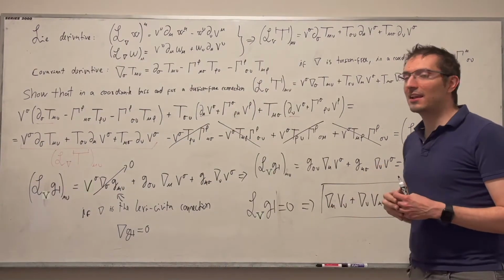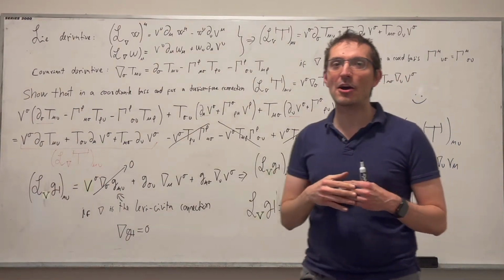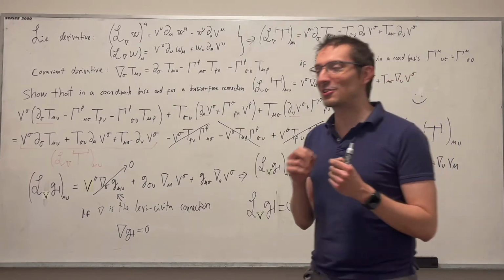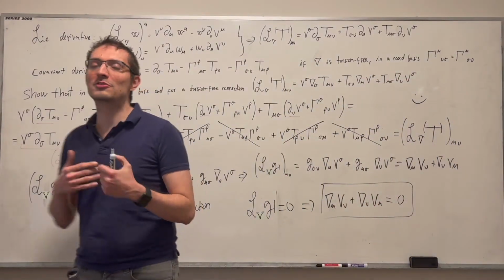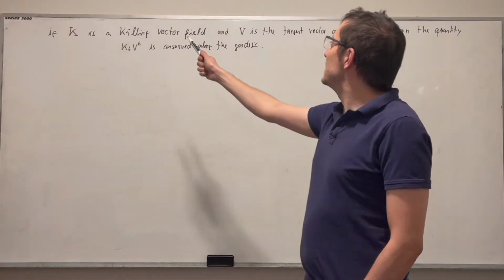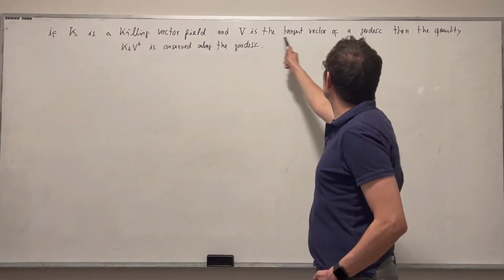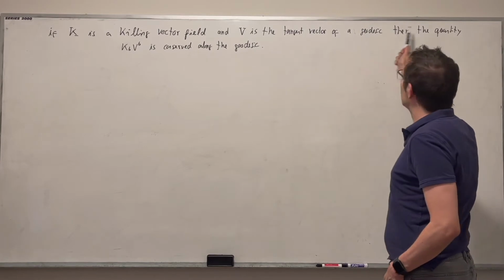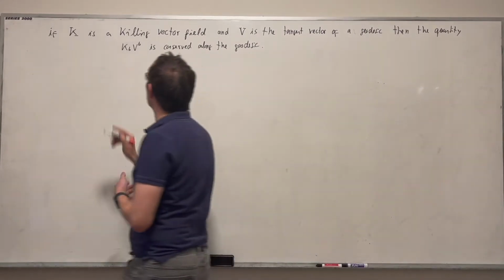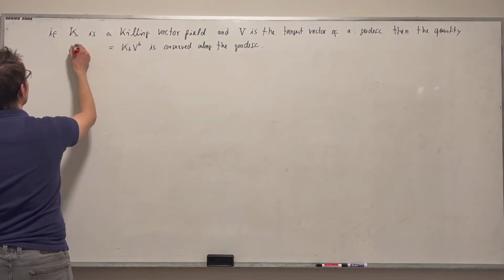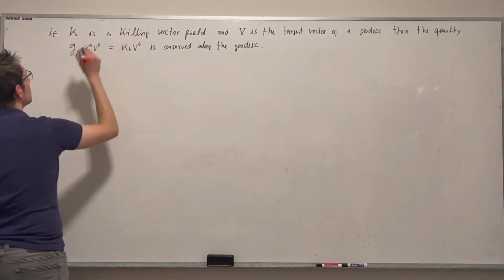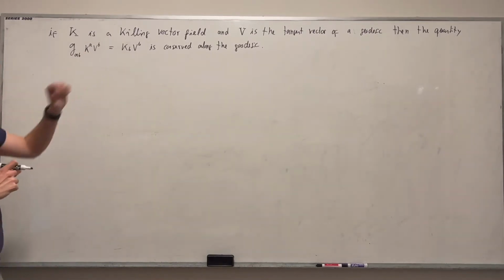Why are isometries special, and how are they useful in physics? Well, when we have an isometry, it will allow us to define conserved quantities along geodesics. Let's take a look at it. If K is a Killing vector field and V is the tangent vector of a geodesic, then the quantity K_B V^B, which is the contraction, so if I want to write it in terms of the vector fields, it would be g_AB K^A V^B, is conserved along the geodesic.